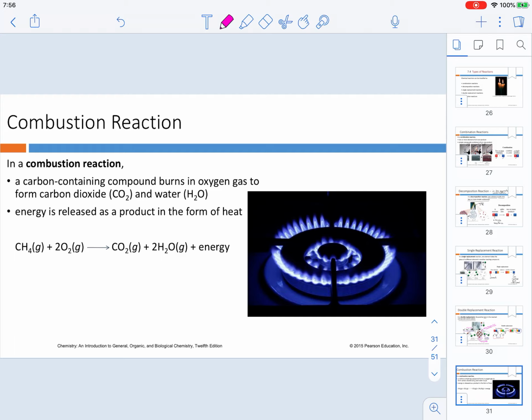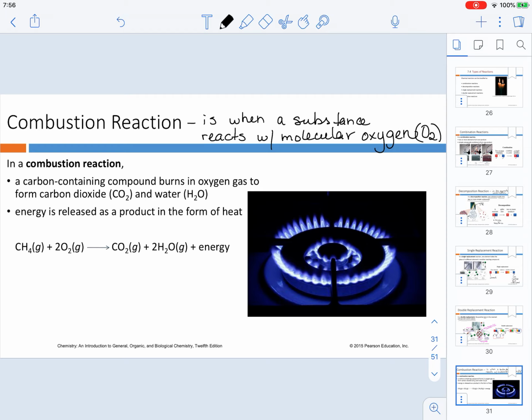In a combustion reaction, understand that there is a basic definition. A combustion reaction is when a substance reacts with molecular oxygen. Okay? Remember that molecular oxygen is O2. By definition, that is a combustion reaction.